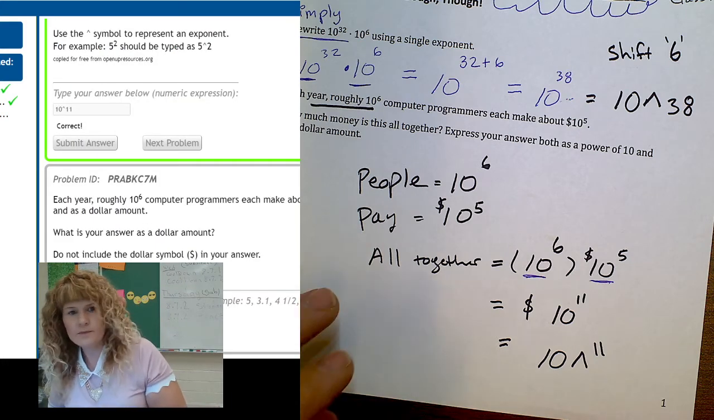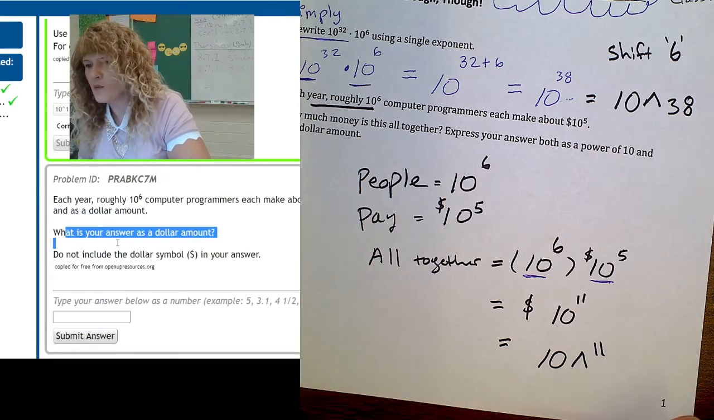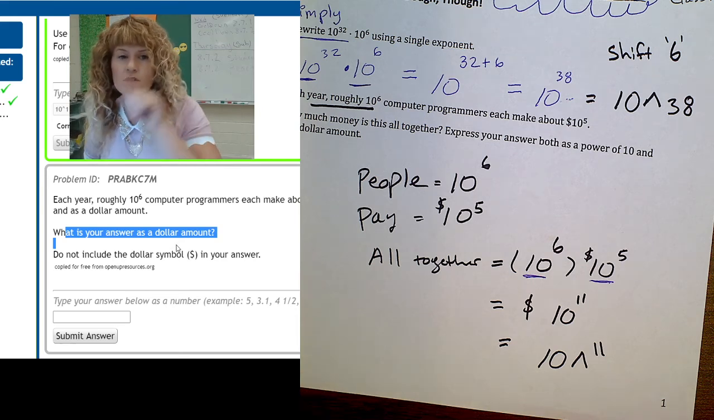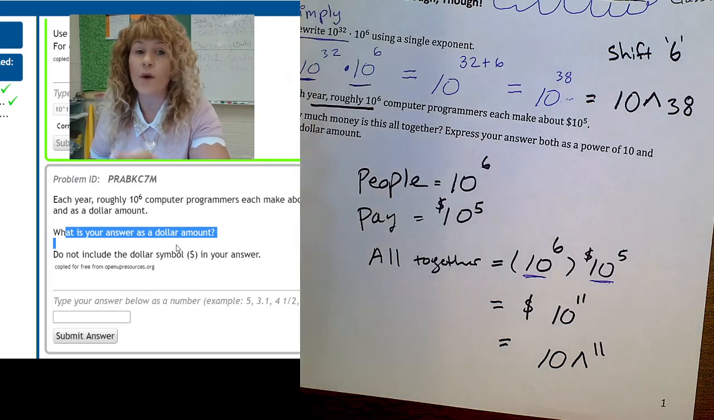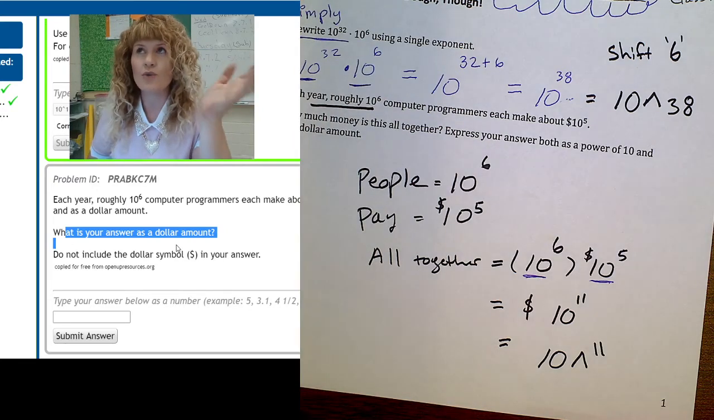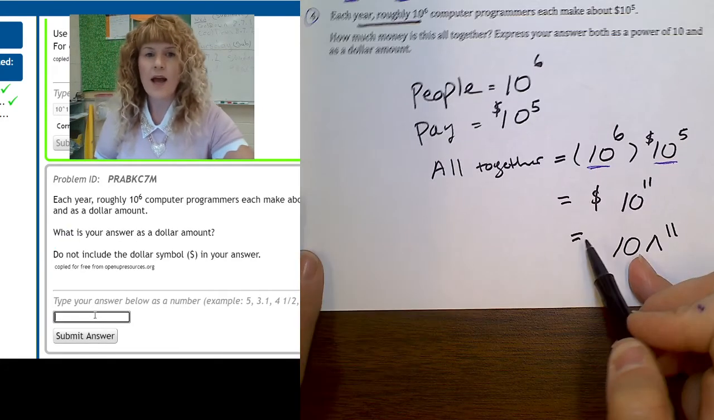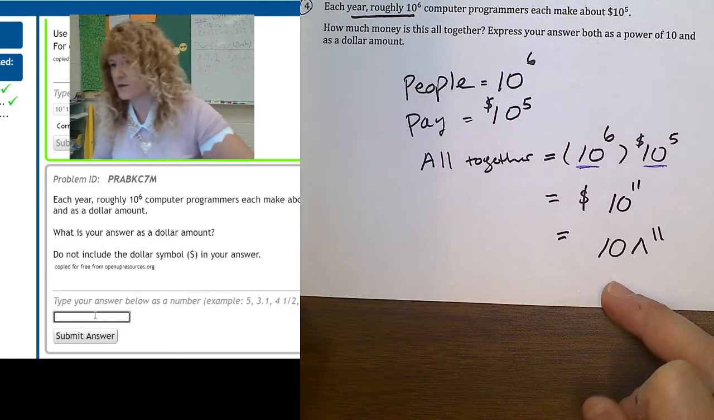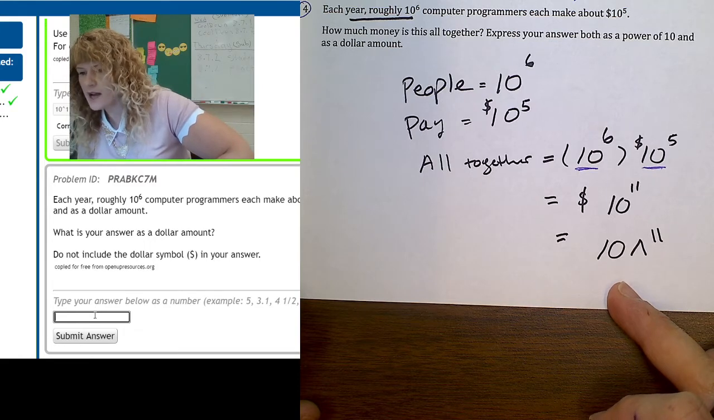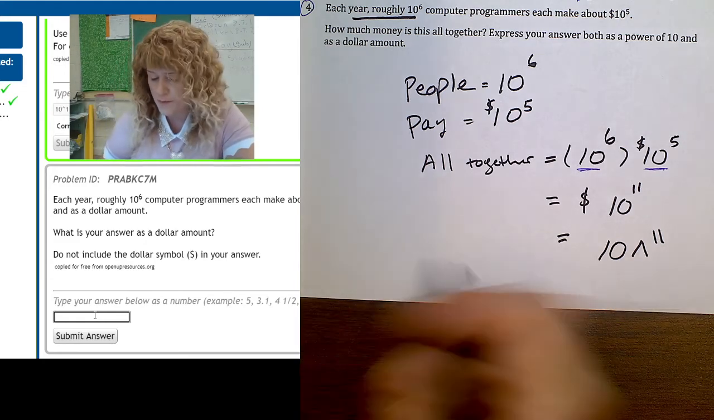On the next problem, it's the same information, but now they say, what is your answer as a dollar amount? Make sure you read your computer screen. Don't just watch this video and then go type in the answer, because you run the risk of being on the wrong problem. Make sure you are reading your computer screen. Let me help you get this number in standard form, because they ask, what is this in a dollar amount? Yeah, what is your answer as a dollar amount? So we want to type it in standard form.